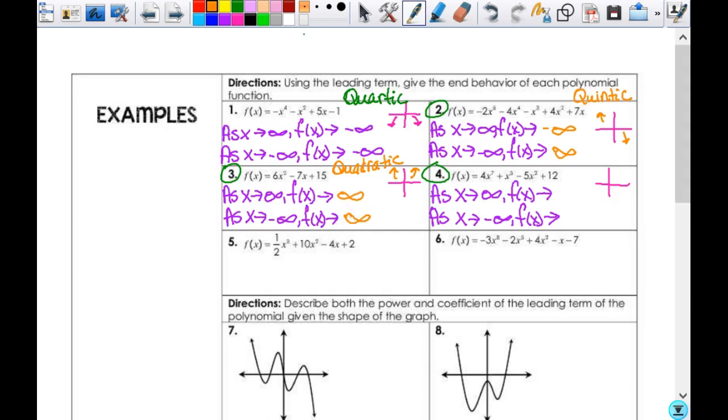What would we call number 4? Heptic. Or septic. Septic works also, but heptic. Okay. So up, up, down, up. What is it? Down, up. Okay. That's what your cubic would look like, right? We're talking end behavior here.